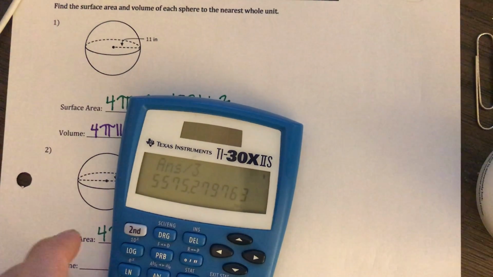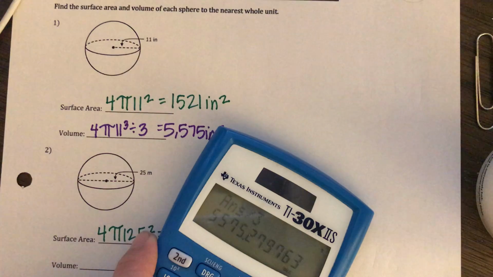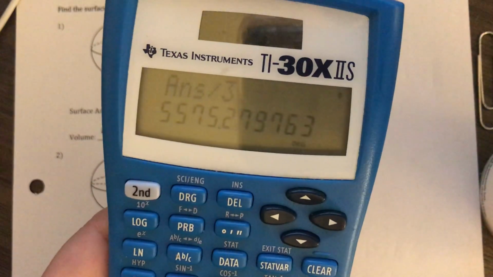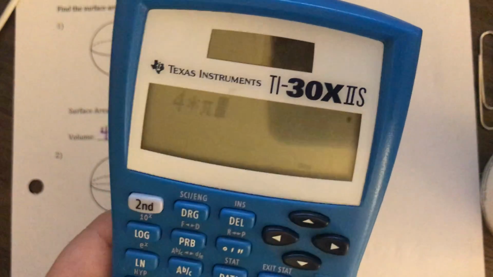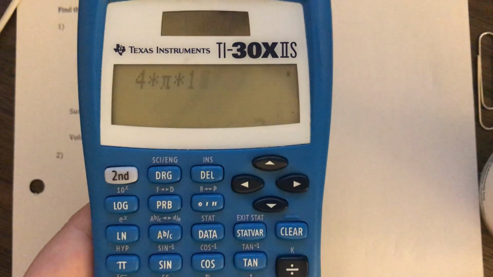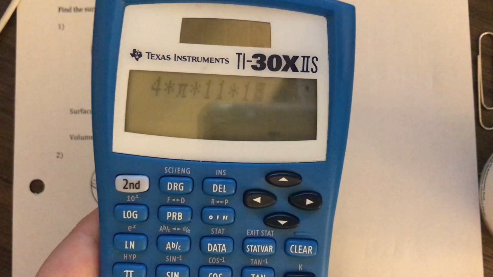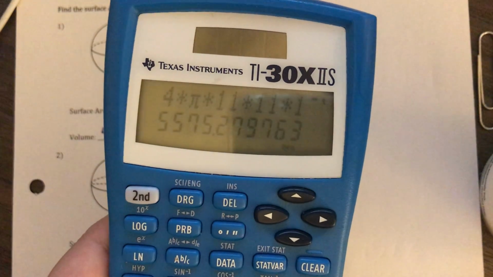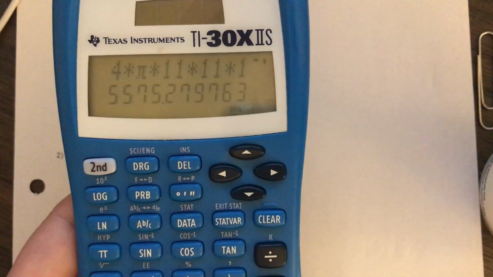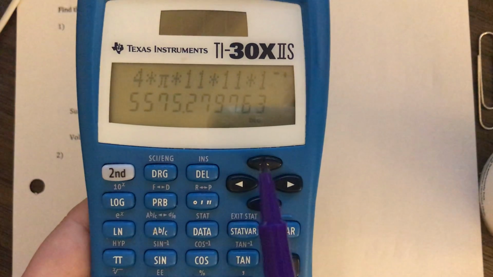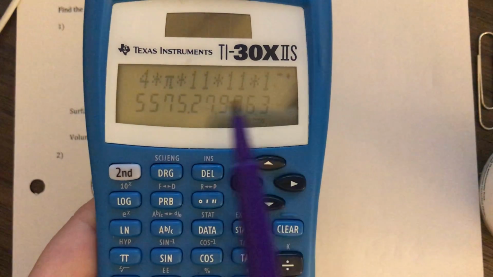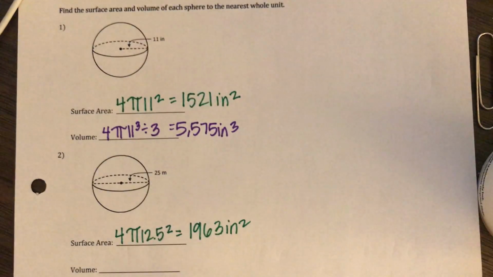We can also think about, what does raising something to the third power mean? It means that it's times itself 3 times. So very worst case scenario, you could type in 4 times pi times 11 to the third. So that's 11 times 11 times 11, and then divided by 3. And we get the same answer. So if you cannot find the exponent key, don't freak out. Don't spend a bunch of time looking. I will show you when we get back. But what you can do is just use it as a factor 3 times.